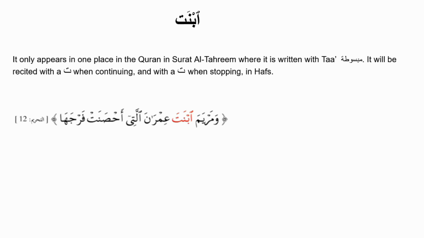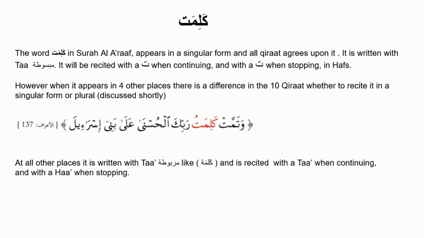The next word is ibnah, which appears only once in the Quran with ta mabsuta in Surah At-Tahrim, ayah number 12, where upon continuation, we will say ibnata Imrana, and upon stopping, we will recite it like this, ibnat. The next word is kalima, which is written in the Quran in Surah Al-A'raf, ayah number 137.